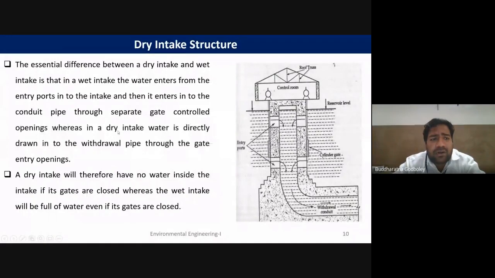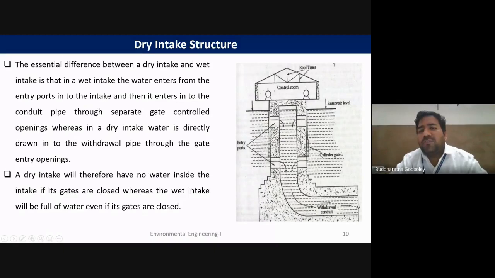Through a separate gate control opening where in a dry intake water is directly drawn into the withdrawal pipe. जबकि ड्राई कंडीशन में क्या हो रहा है, ड्राई कंडीशन में ये वॉल दिया नहीं है, तो पहले जो एंट्री पोर्ट हो रहा था वो नहीं हो रहा है डायरेक्टली. वो जो अलग से आपके चैम्बर में वाटर आ रहा था वो नहीं हो रहा है डायरेक्टली. क्या हो रहा है, आपका जो कंडक्ट है, विड्रॉल कंडक्ट है, यहीं पे आपका वाटर सीधा एंटर कर जा रहा है.